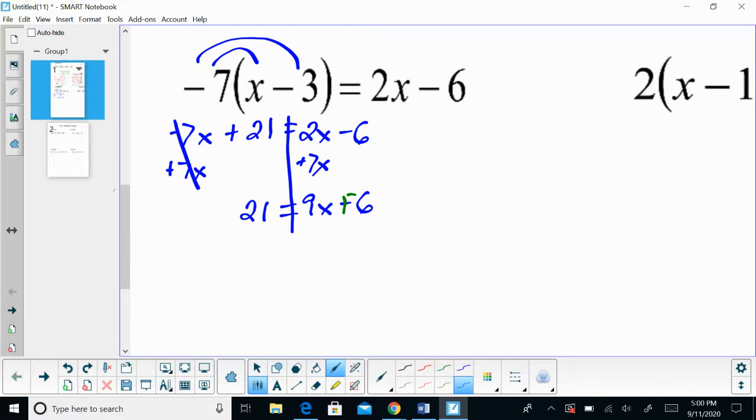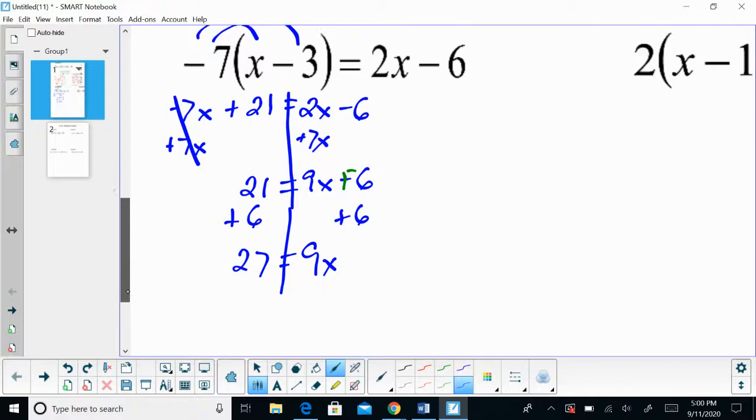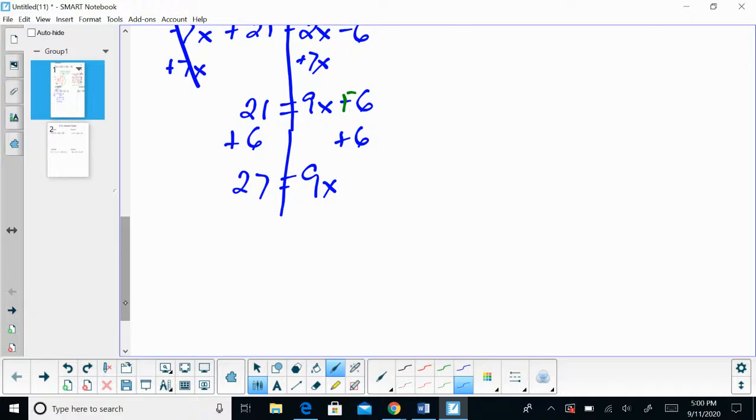Remember, the constant is the number without a variable. So here's my variable. I need to move all my constants to the opposite side. So I need to move this negative 6 to the opposite side. Well, what do I need to add or subtract to negative 6 to get it to be 0? I'm adding 6. What I do to one side, I do to the other. 21 plus 6 is 27. That equals 9x.